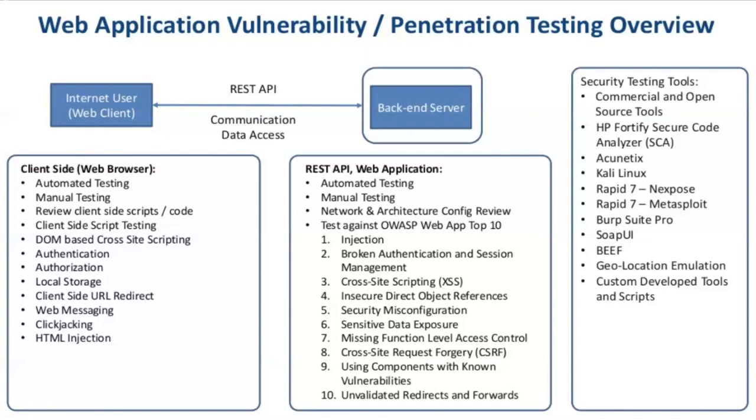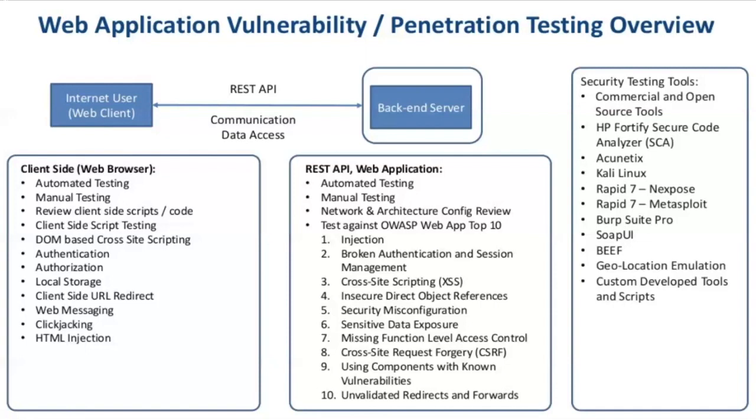Authentication, you authenticate yourself so that you prove you have access to the system. And then authorization covers what kind of authorities and permissions you have. Then local storage checking, client-side URL redirections, web messaging, clickjacking, and HTML injections. Via HTML injections, you can check the expected behaviors as well. So these are a few of the techniques or methodologies which are used from the client side.